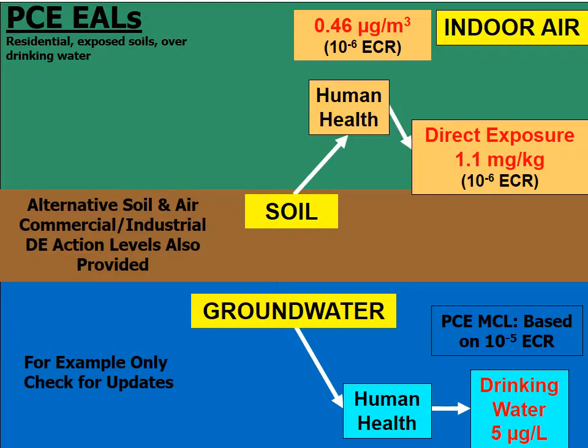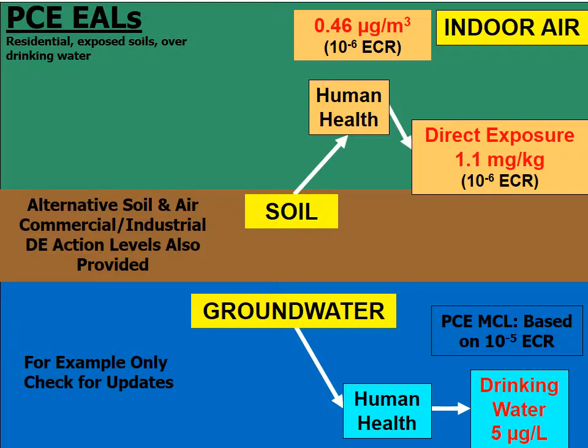So the average daily doses or maximum limits don't necessarily equal each other depending on the route. Direct exposure action level for soil, 1.1 milligrams per kilogram. In both these cases, these are based on a 1 in a million risk, and we'll look at that later on, the target risk we use to develop these action levels. So there's our direct exposure action levels for soil.